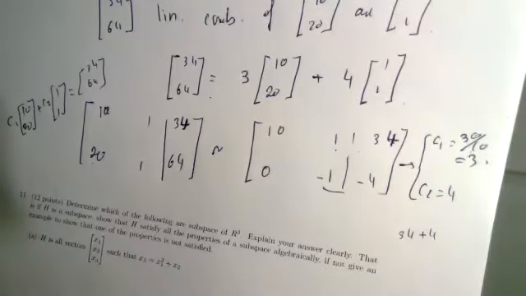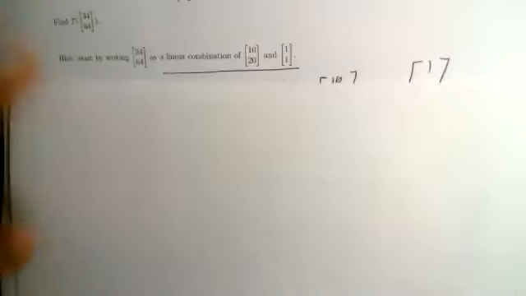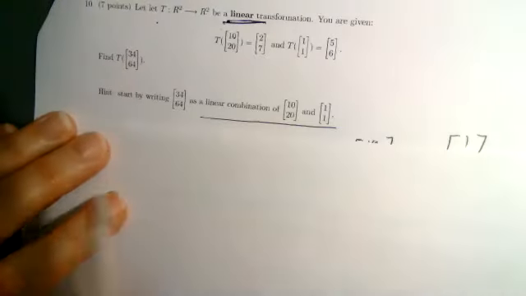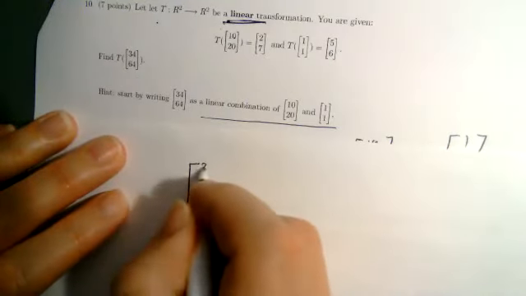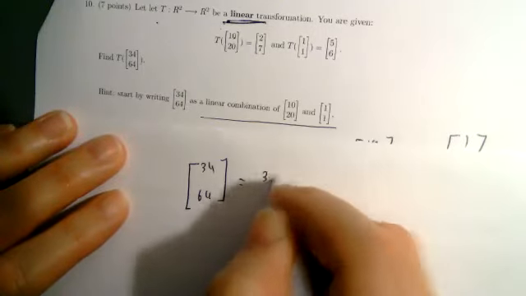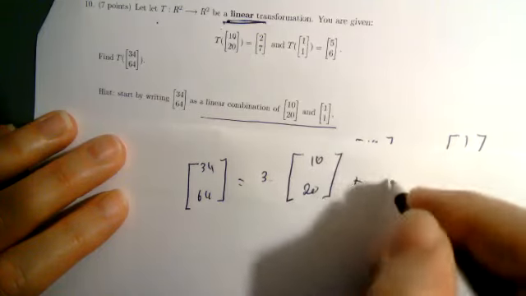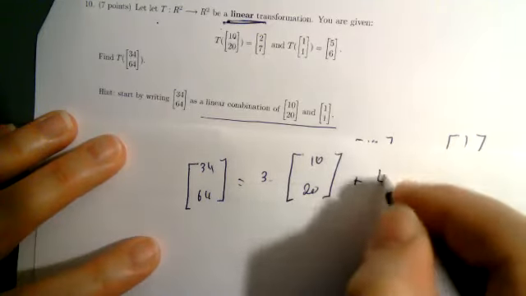Okay, so this is the linear combination. That's the easy part. Now, what's the benefit of that? Why is writing it as a linear combination actually enough? So now I'll go back to the problem. My vector (34, 64) is 3 times (10, 20) plus 4 times (1, 1).